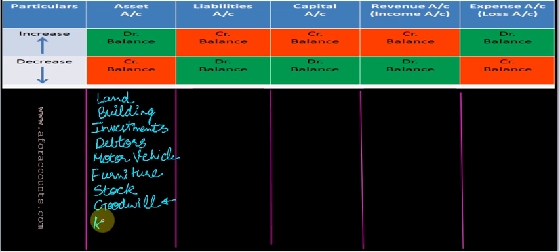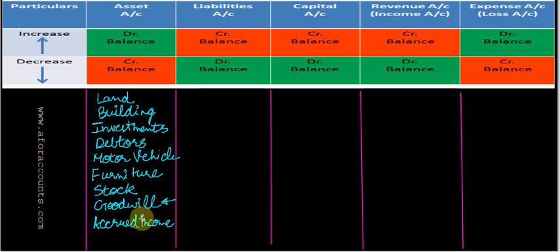Accrued income. Income which you will get in future in the form of cash or check, accrued income, is also an asset. So all these things when they increase, you have to just debit them. Land coming into the business, land account debit. Furniture coming into the business, furniture account debit. Goodwill coming in, goodwill account debit.